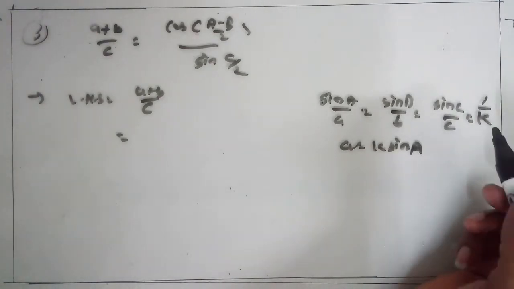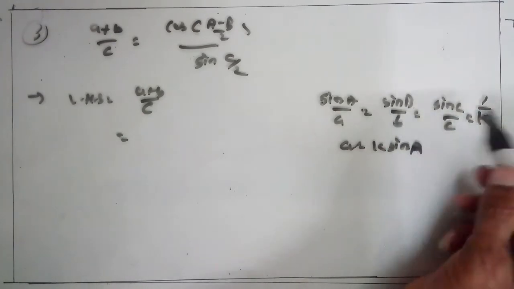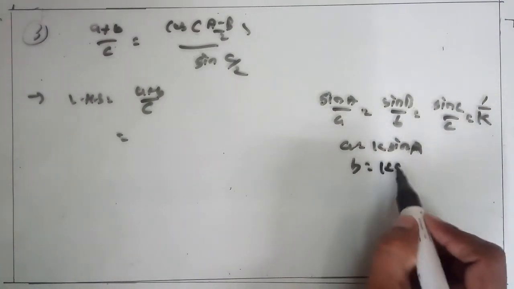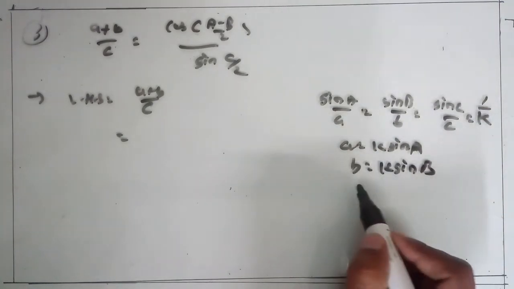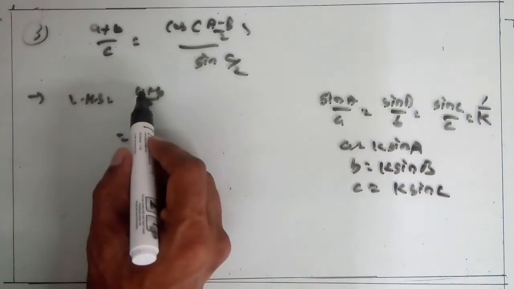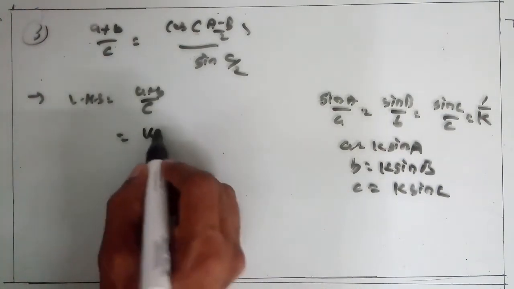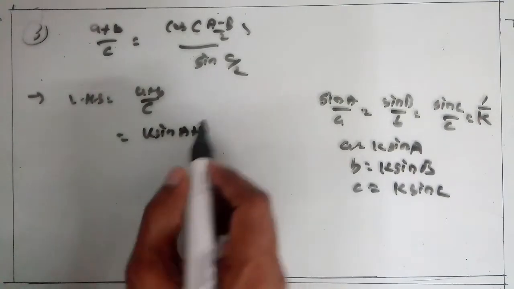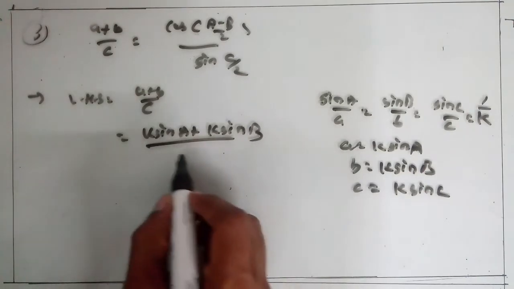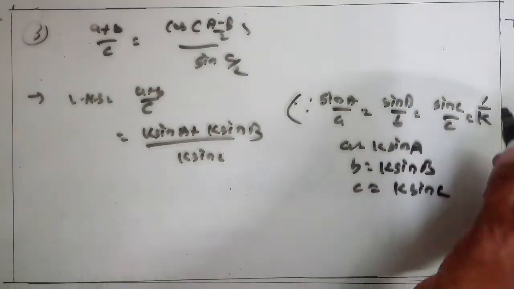We suppose these terms: sin A upon a is equal to sin B upon b is equal to 1 upon k. So a is equal to k sin A, similarly b is equal to k sin B, and similarly c is equal to k sin C. Clear this? Here using sine rules, a is equal to k sin A, b is equal to k sin B, c is equal to k sin C.